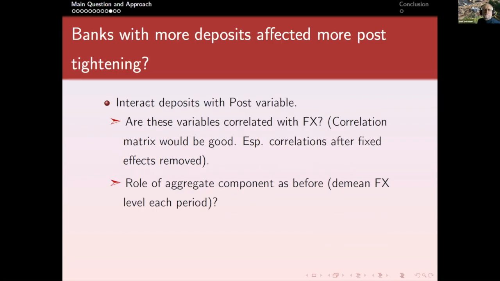Anyway, banks with more deposits are affected more post-tightening, and they correlate with FX. There's only one tightening, right? So I really would like to see correlation matrices. In the olden days, people always put in correlation matrices. Now, if you do have a lot of fixed effects, you probably should pull out these bank-specific averages. A fixed effect is just implicitly pulling out these averages, so pull them out and then show the correlation. Are these really different variables or not?